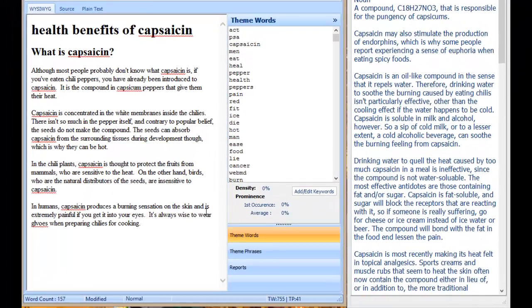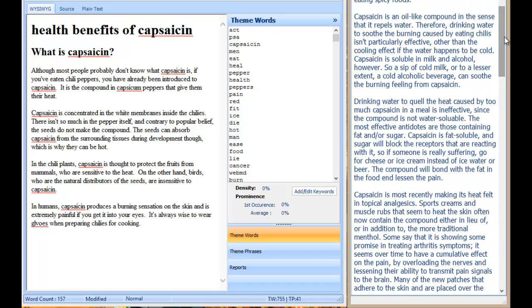Okay, just put a little bit there about the burning sensation, and I'm going to move now on to the possible endorphin release when people eat chilies, and then also talk about how to get rid of the heat from your mouth once you've eaten them. That's all in the notes as well.